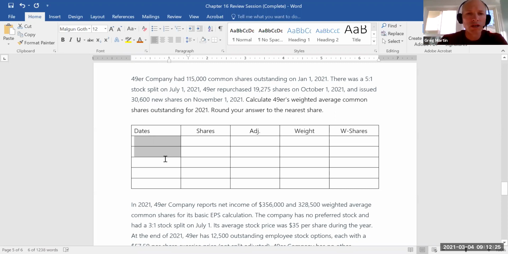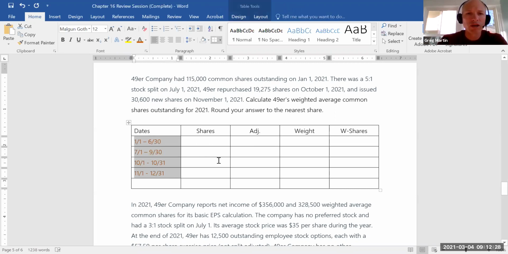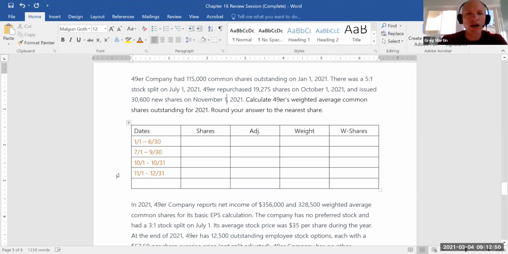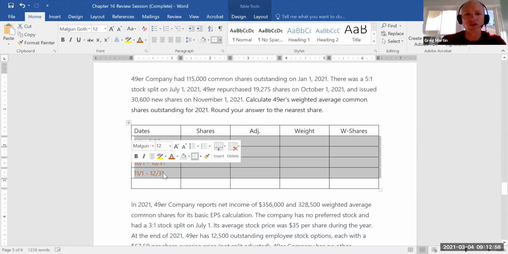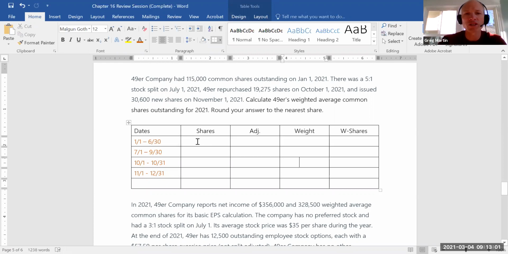So the first step is to kind of chart out the different event dates. And so the first event is July 1st, 2021. And so, the first row really covers the first 6 months of the year. The next event is October 1st. And so the next row goes until September 30th. And then the next event after that happens on November 1st. And so this next row is only 1 line. And then finally, we have 2 months to kind of close out our year. And so the first thing whenever you're doing this is to set up your rows to coincide with the different events throughout the year.